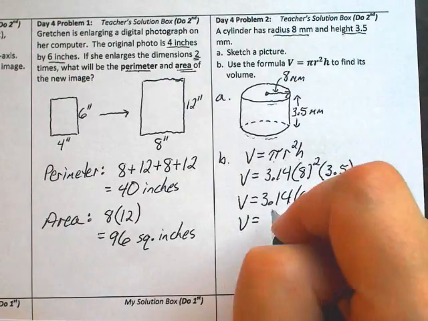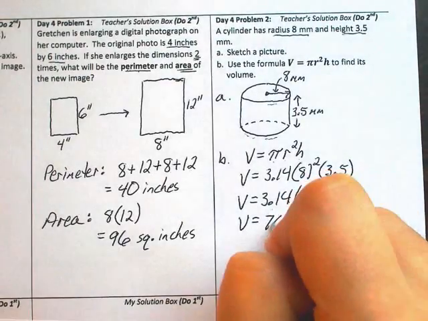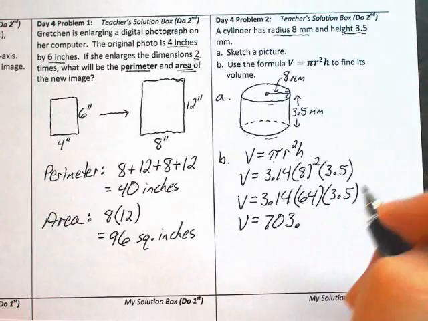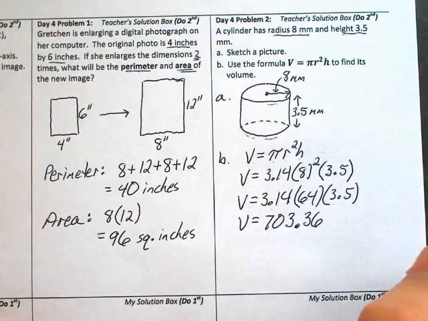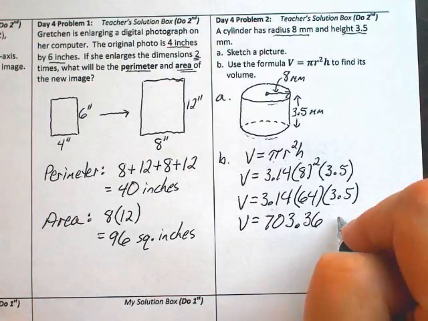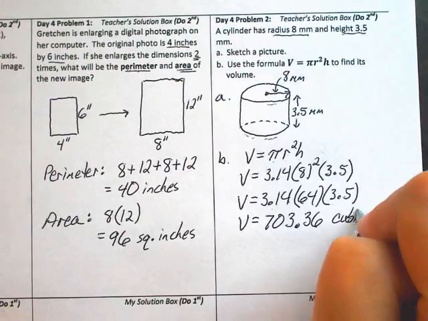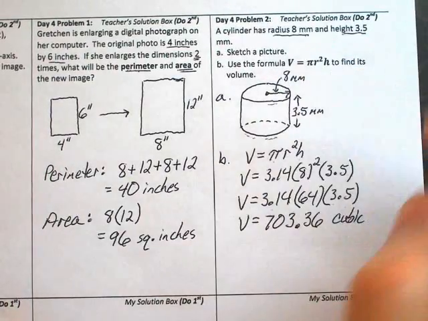So back to the warm-up. 703.36. That is the value of V, which is the volume of our cylinder. And in this problem, the volume of the cylinder will be measured in cubic millimeters.